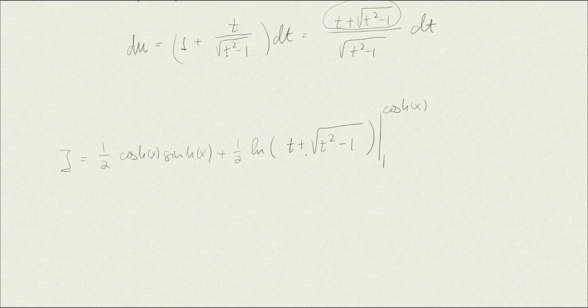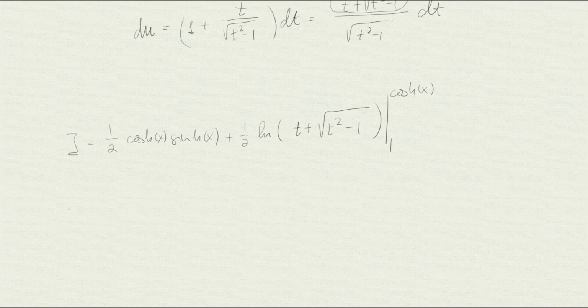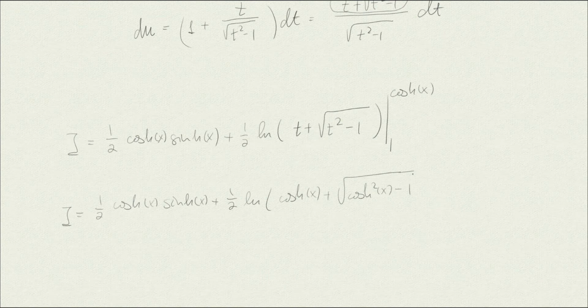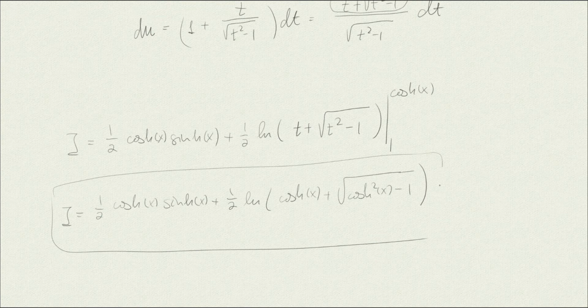And when we plug in the hyperbolic cosine, what we see is that I equals half cosine hyperbolic of x, sine hyperbolic of x, plus half natural logarithm of cosine hyperbolic of x plus the square root of cosine hyperbolic squared of x minus 1. Okay, great. So we have computed this, but now let's remember why we needed it.